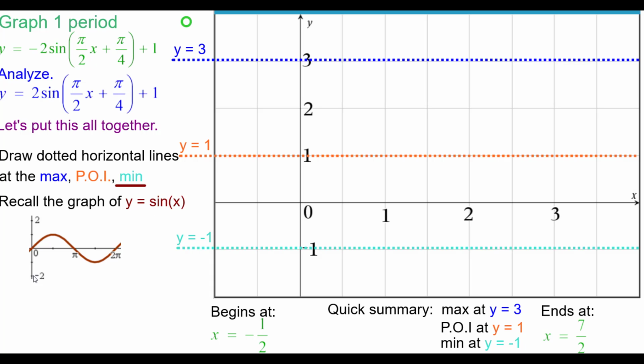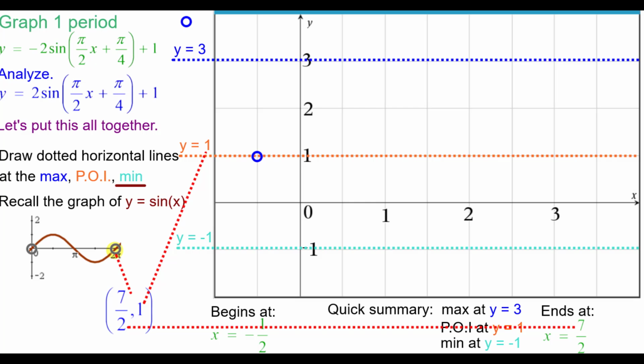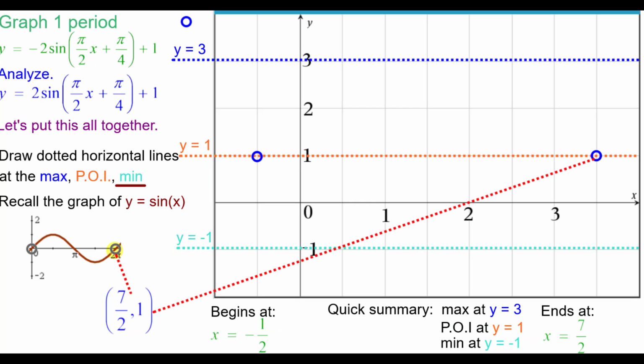So let's recall the graph of one period of the sine wave. We're going to start at a point of inflection, the beginning of a period, which is normally 0, 0, but for our purposes, it's going to be when x is negative 1/2, and the points of inflection are at y equals 1. So that's where we're getting those values from. And so we'll plot negative 1/2, comma 1. The end of the period is when x is 7/2, also a point of inflection at y equals 1. So you can see where we got those two values. So we'll plot 3.5, comma 1.